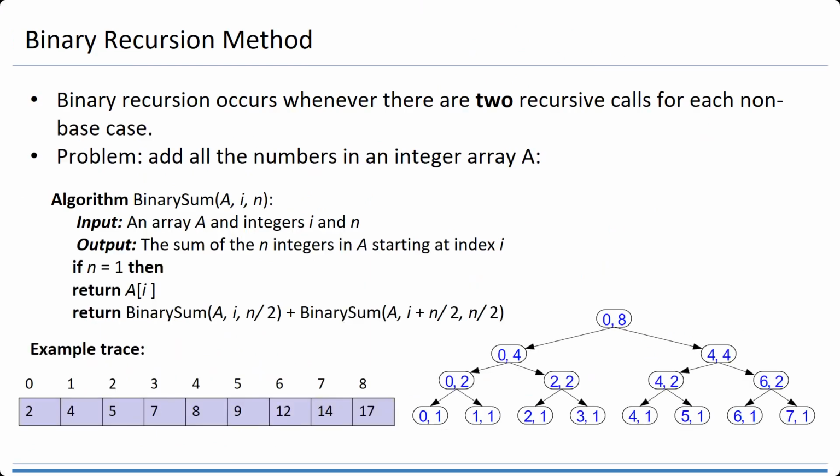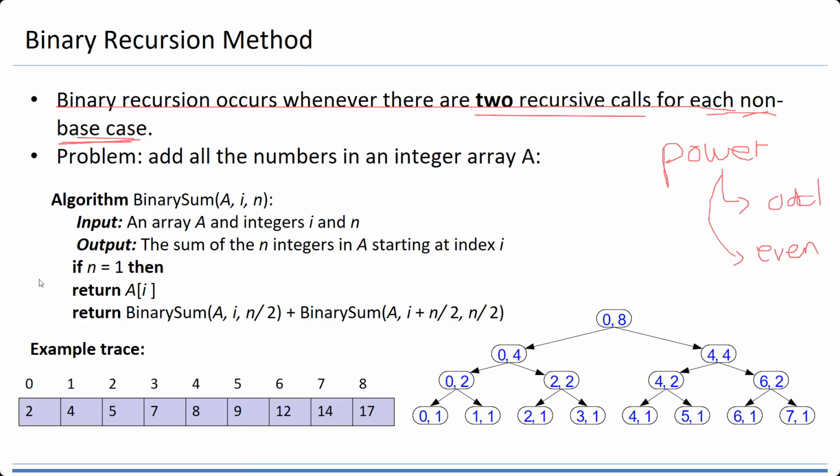There is another kind of recursion method. We call it binary recursion method. The binary recursion occurs when there are 2 recursive calls for each non-base case. So there are 2 recursive calls for every non-base case. We look into the power function. In the power function, we have 2 non-base cases. First, when the n is odd, and the other when the n is even.